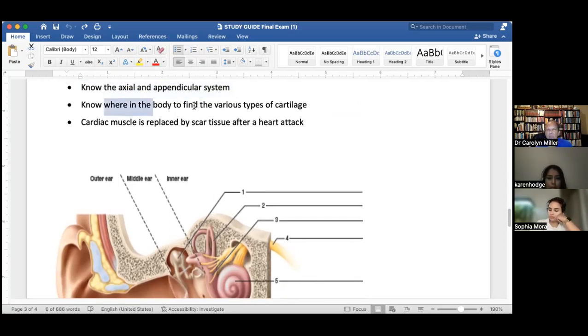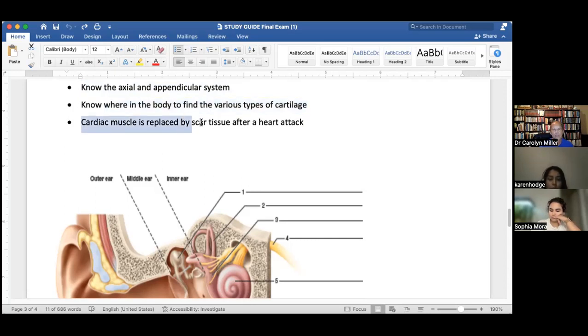Know where in the body to find various types of cartilage. Fibrocartilage is between the pelvic bones and the pubic symphysis. Fibrocartilage is between our vertebrae, and fibrocartilage is in the knee. Elastic cartilage is in the ear and the epiglottis. So that's why I can kind of pull on my ear, elastic cartilage. And then we have hyaline cartilage in the tip of the nose, trachea, and connecting the ribs to the sternum.